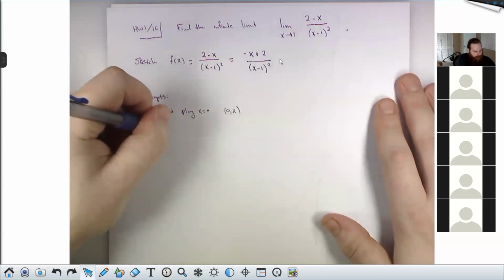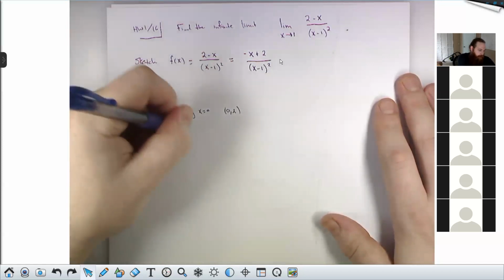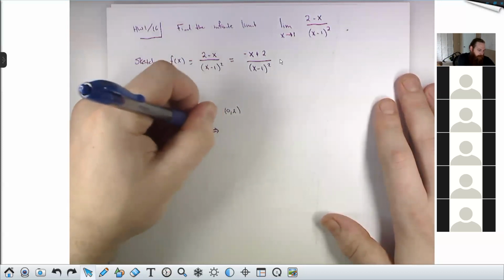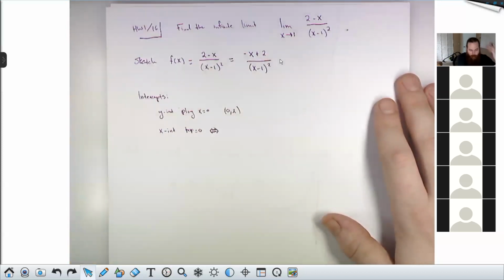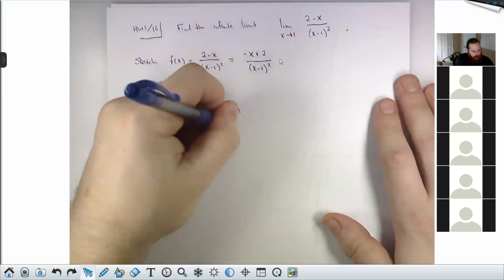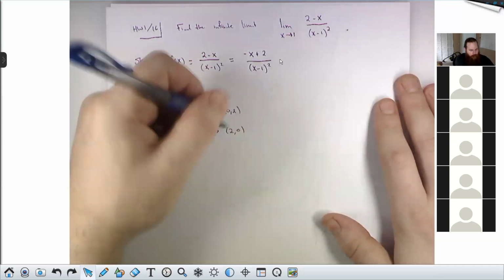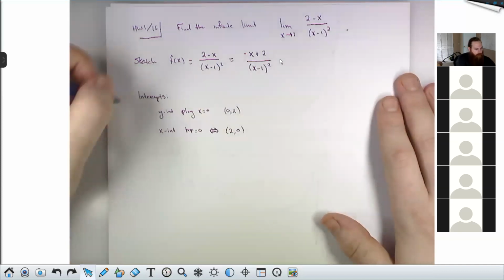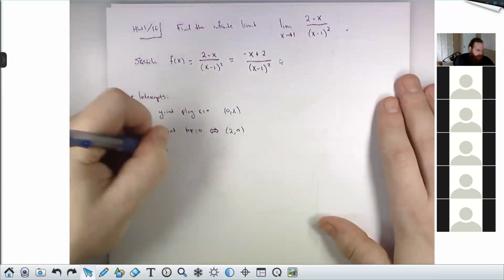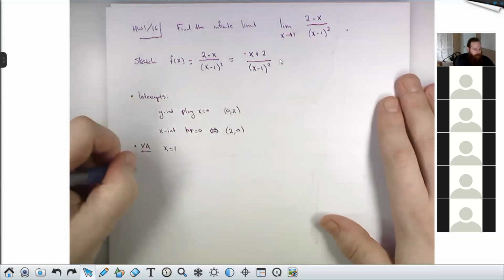X-intercepts: set the top equal to 0. We set the whole function equal to 0, but the whole thing will be 0 when the top is 0. That'll happen when x is equal to 2. So there's a neat symmetry there. That's 2 comma 0. And find the vertical asymptotes. There's just one of them. It's the line x equals 1, because that's what makes the bottom 0.